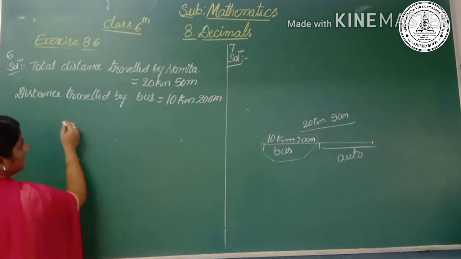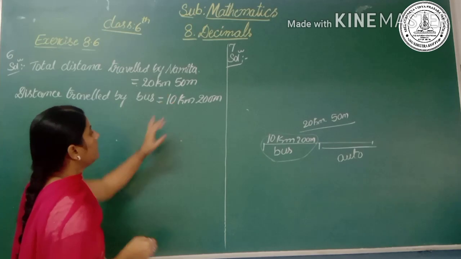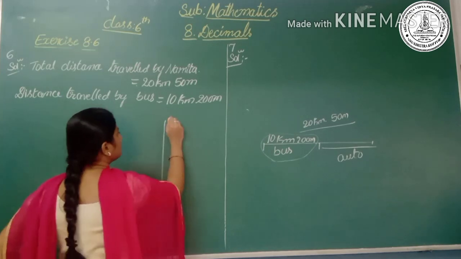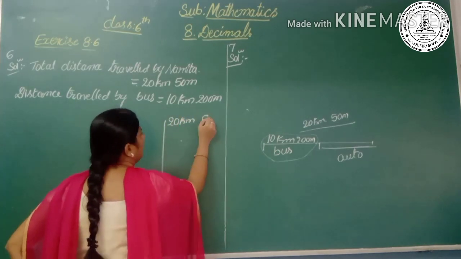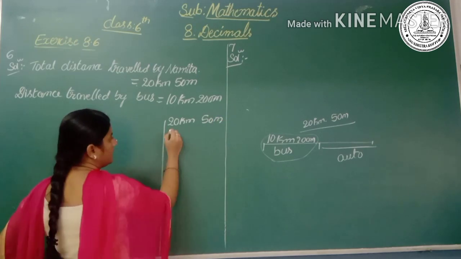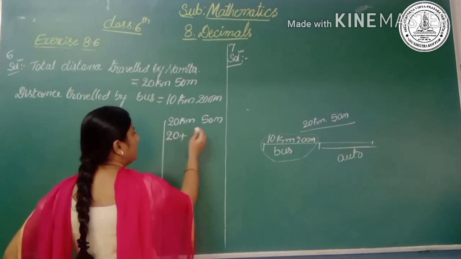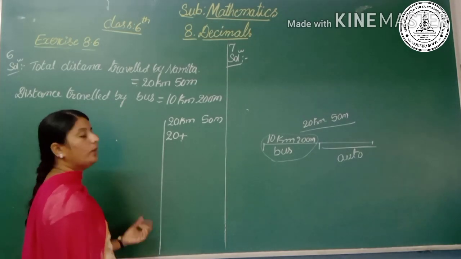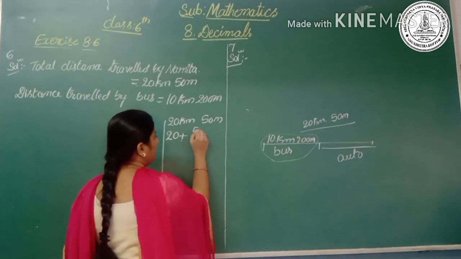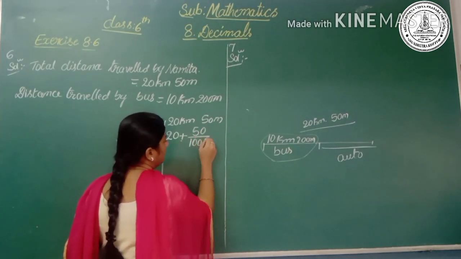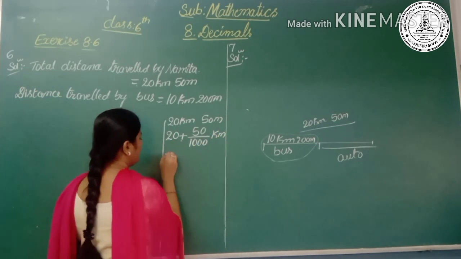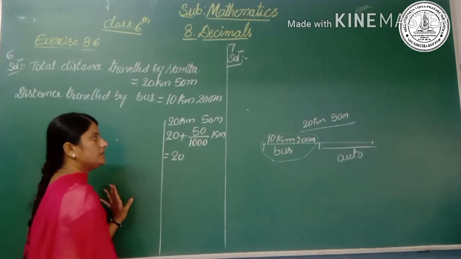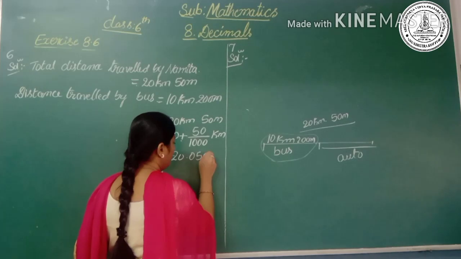The total distance is 20 kilometer, 50 meter. So we have to convert it into kilometer and express it as a decimal. The first one is 20 kilometer, 50 meter. 20 is already in kilometer. Convert 50 meter into kilometer. We know that 1 meter is equal to 1/1000 kilometer, right? Then 50 meter is equal to 50 by 1000 kilometer. The 50 by thousand can be written in decimal form as 0.050 kilometer.